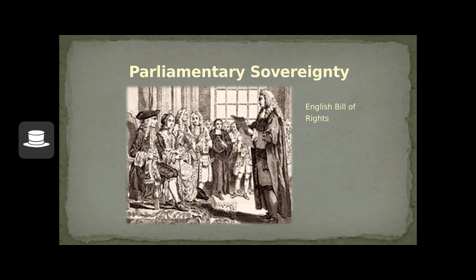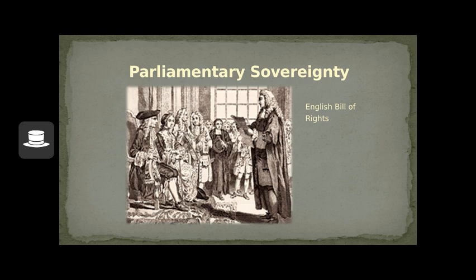So the lawmaking ability was now in the hands of Parliament. Taxing ability would be in the hands of Parliament. Army would be in the hands of Parliament. The English Bill of Rights also laid out the civil liberties that the English would now enjoy, namely the freedom of speech. Okay, so the Stuarts had tried to suppress speech at various times, and Parliament wrote it into the Bill of Rights that people should have a right to criticize their government.